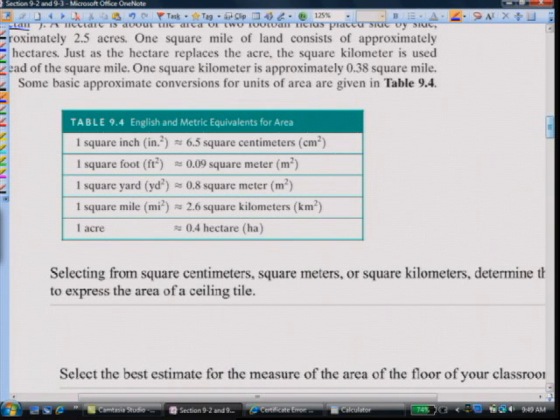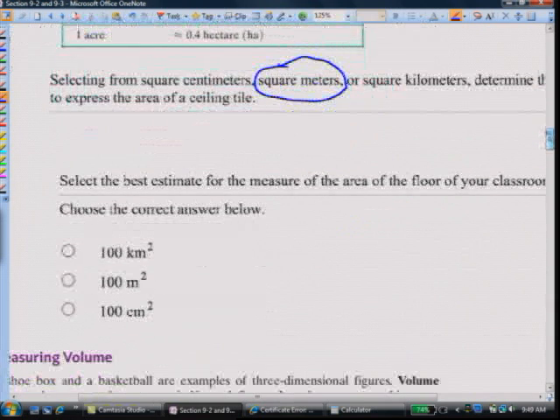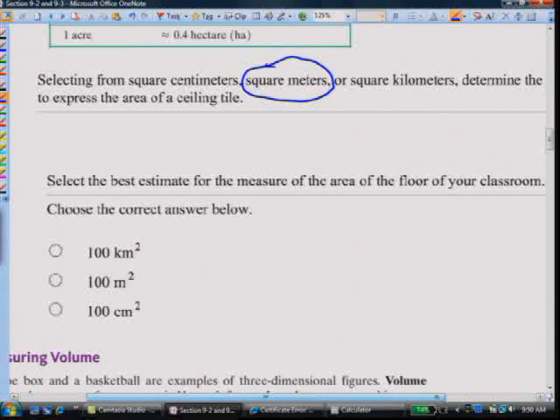Is everybody okay with that? I can sort of see an argument for square centimeter if you have one of those beautiful ceilings with tiny little squares on it, you know, little tiles. But I'm going to go with square meter because I did this already and that was the answer. All right. Now it says, select the best estimate for the measure of the area of the floor in your classroom.